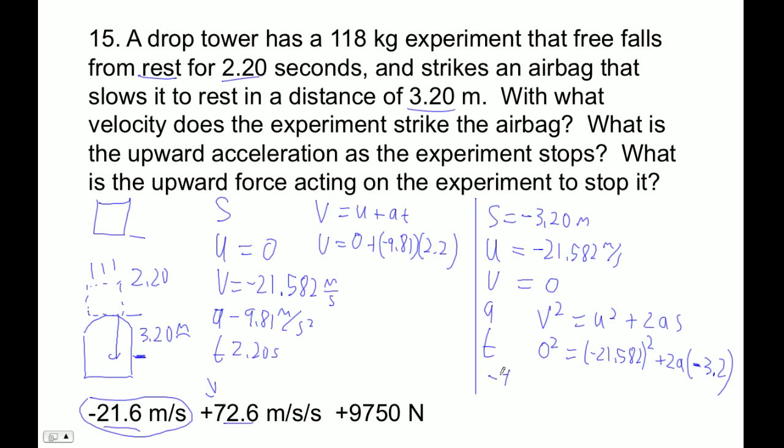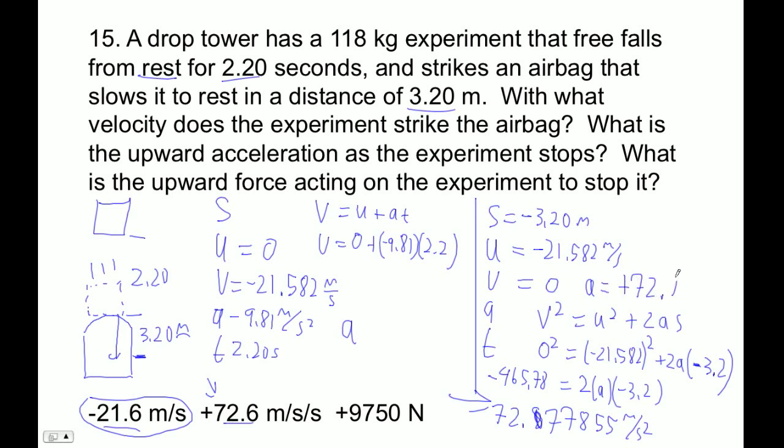So I've got negative 465.78, and a bunch of change, equals 2 times a times negative 3.2. The negatives are going to go away, and we'll get a positive acceleration. So we go that divided by 2 divided by negative 3.2. Okay? And I get 72.77855. Now, I'm going to use that acceleration of positive 72.77855 in the next slide.